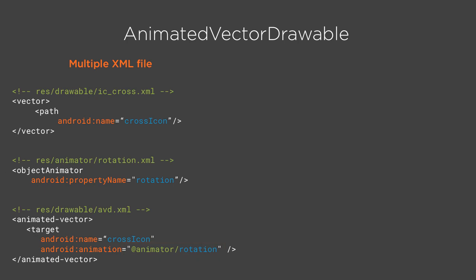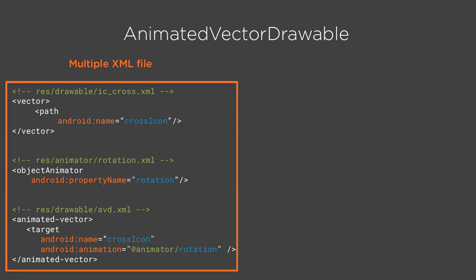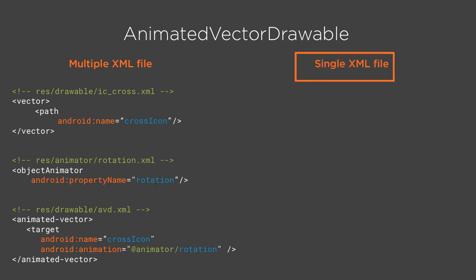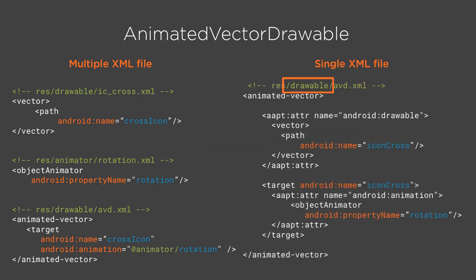Now moving on, in the second approach, you can merge all of these 3 files into a single file. So here we just need one file within drawable folder. The root tag is again animated vector. The vector file which you can see here is now present here. Next is the code for animation, which you can find here. Finally, within the target tag on this vector icon, we are applying this rotate animation.